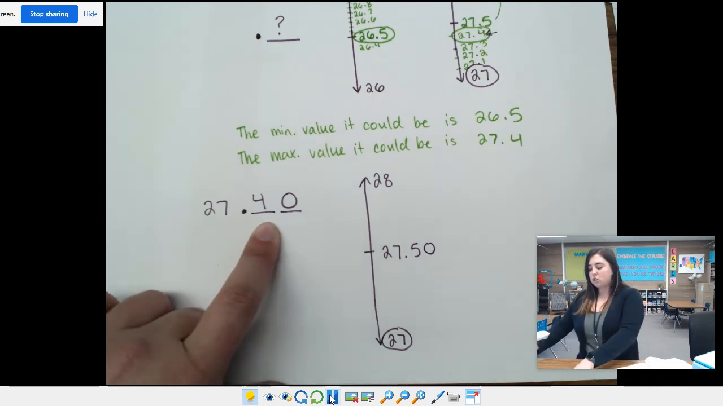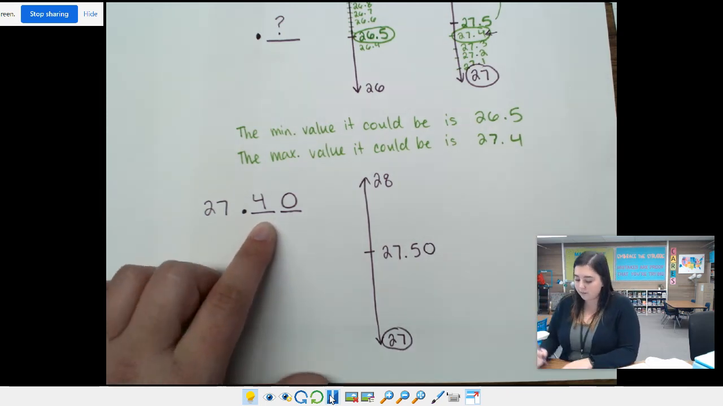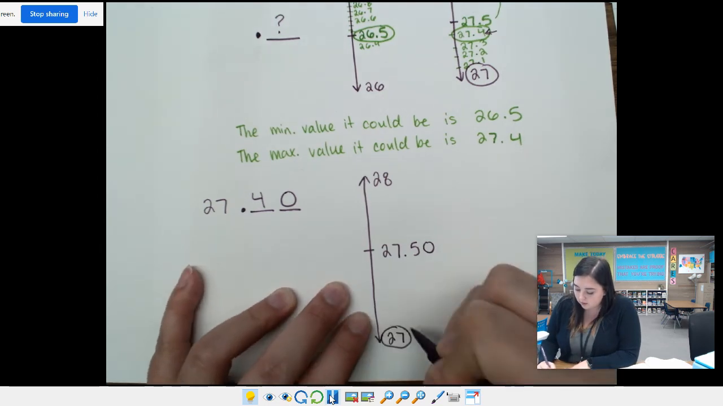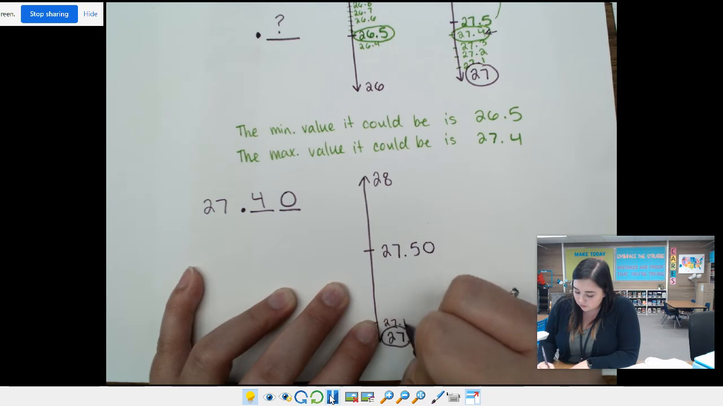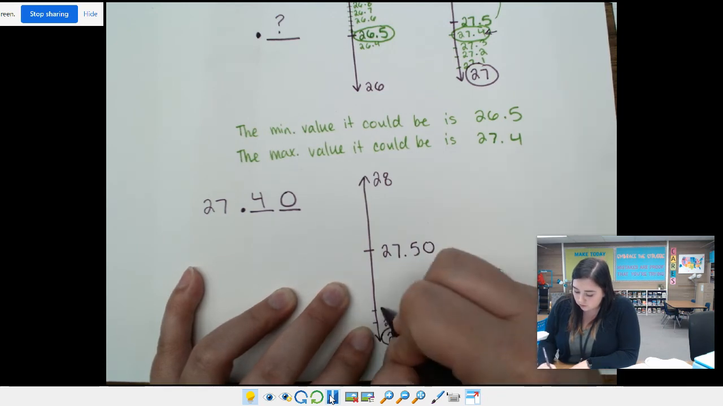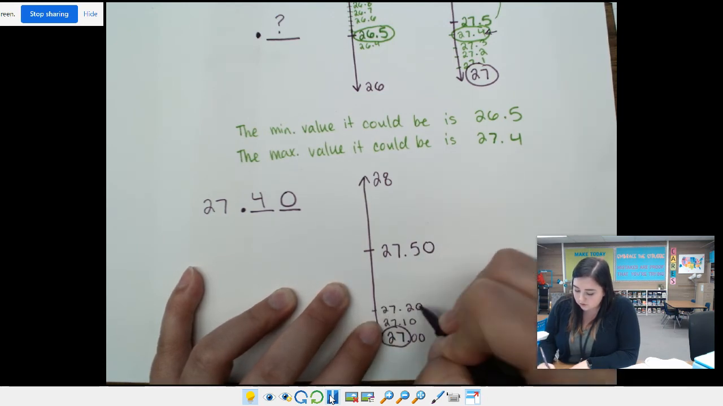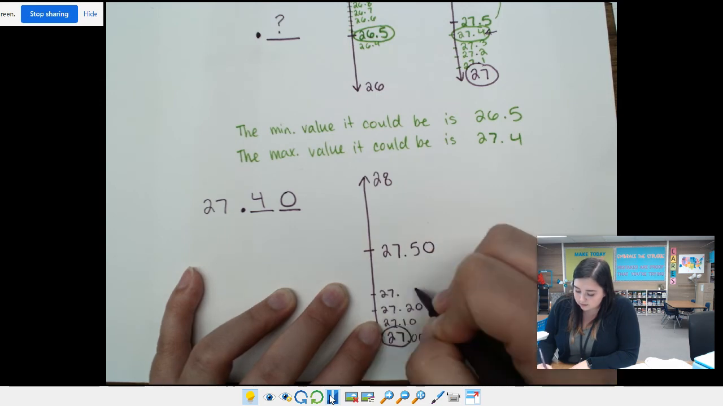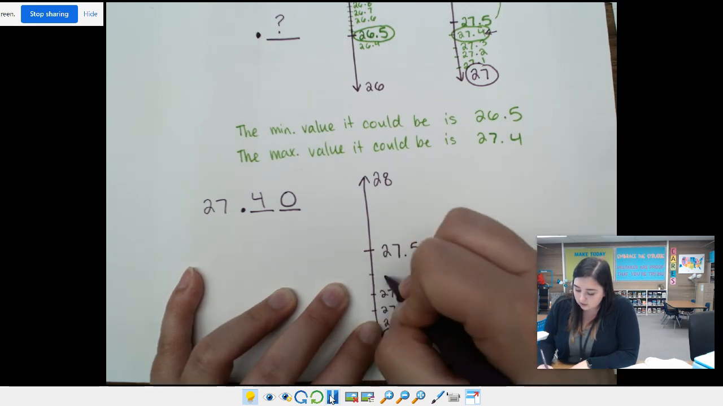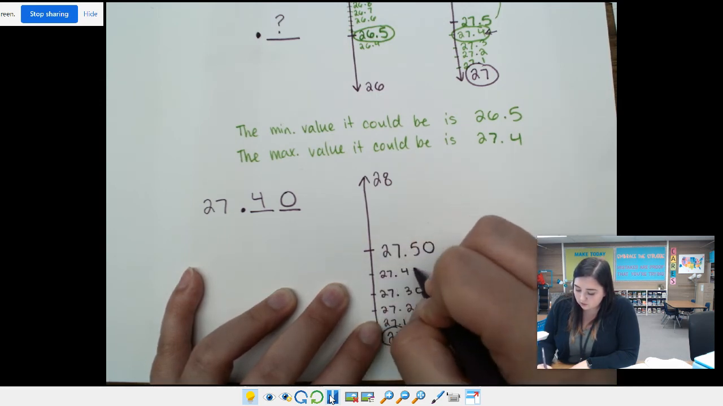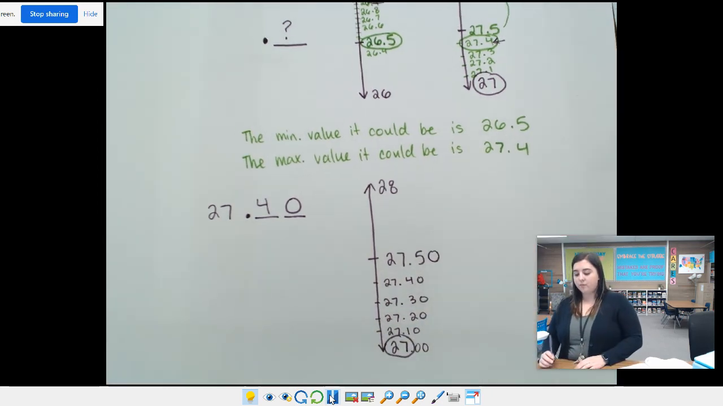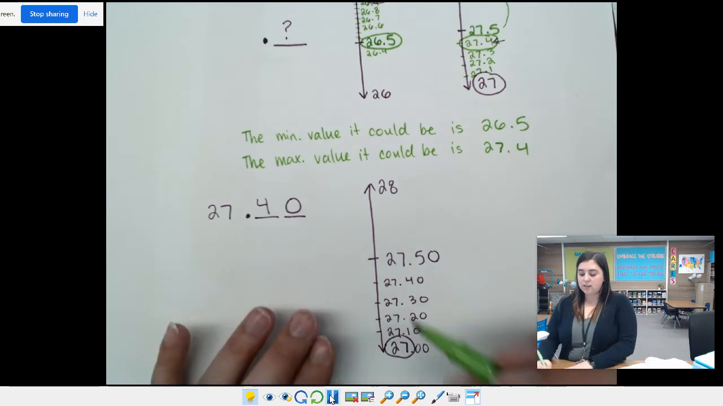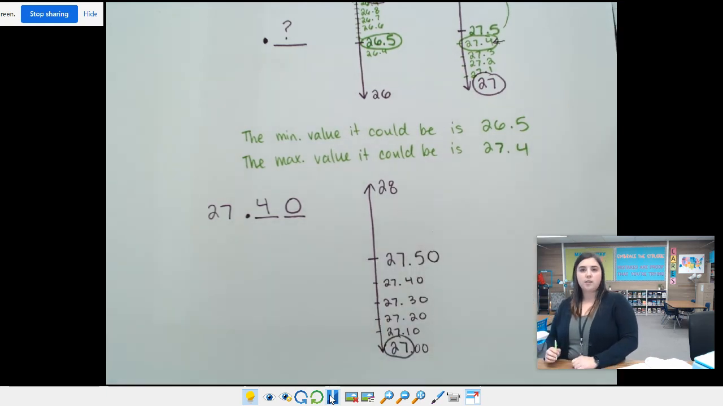Okay, let's check. So here are my numbers. Let's say this is 27.0, 27.10, 27.20, 27.30, 27.40, 27.50 was already written. So really the question is there anything in between here?